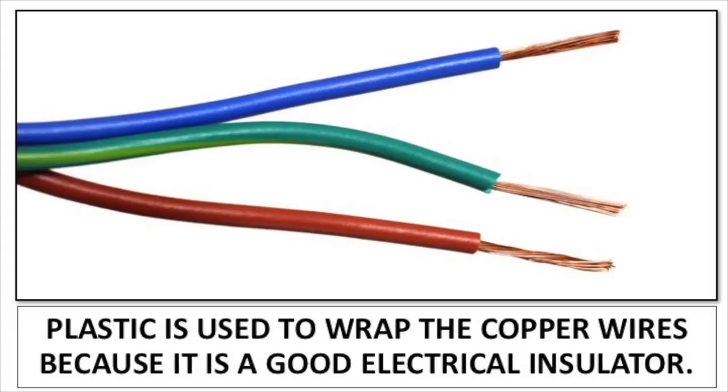Plastic is used to wrap the copper wires because it is a good electrical insulator. Yes. If we were to touch the copper wire, we would get the electric shock. That's why we have plastic on the outside, so that we can touch and hold the wires. The plastic insulates the electricity so that we don't get hurt.